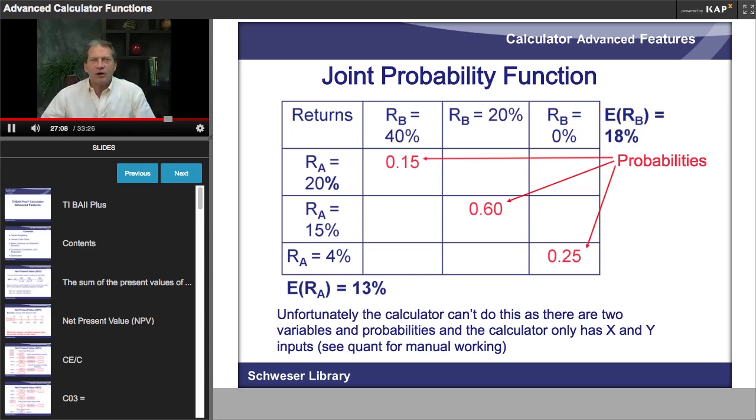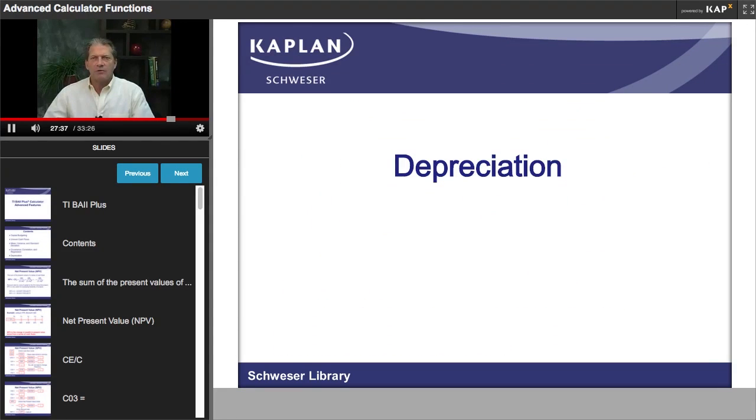As long as we've got this in front of us, what it says is there's a 15% probability that the return on A will be 20% and the return on B will be 40%. So there's only 3 possible outcomes here, 20% and 15%, or 0% return on B and 4% return on A. There's a 25% probability of that outcome. So no real shortcut using the calculator on that one.